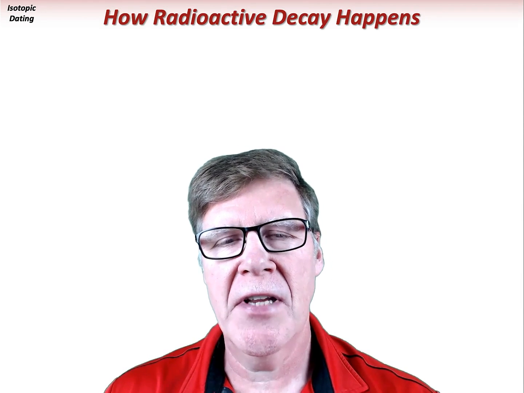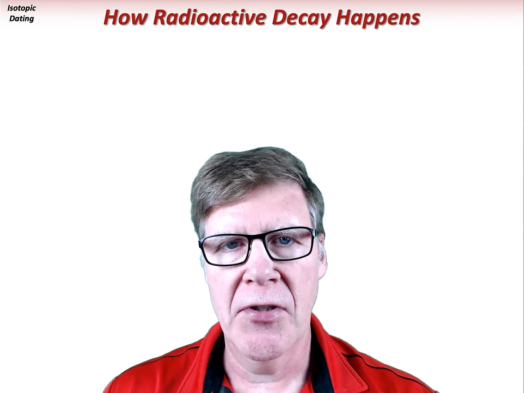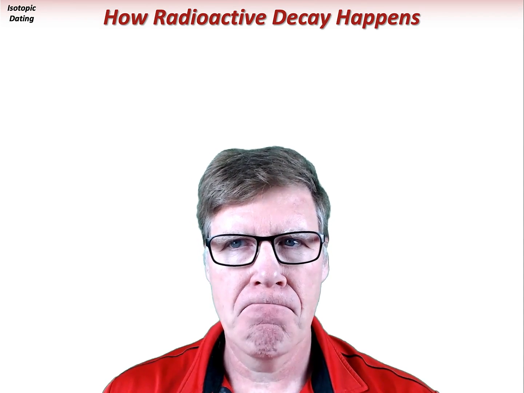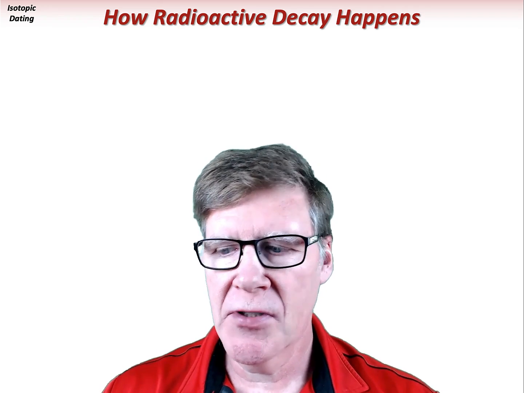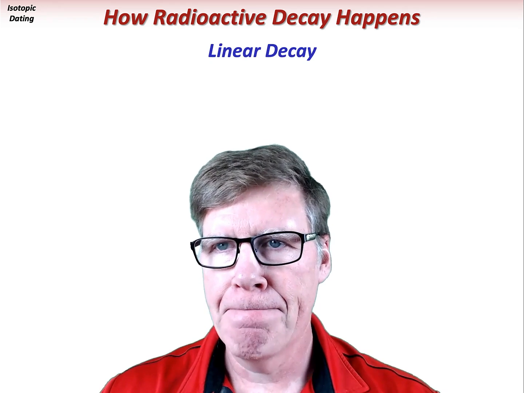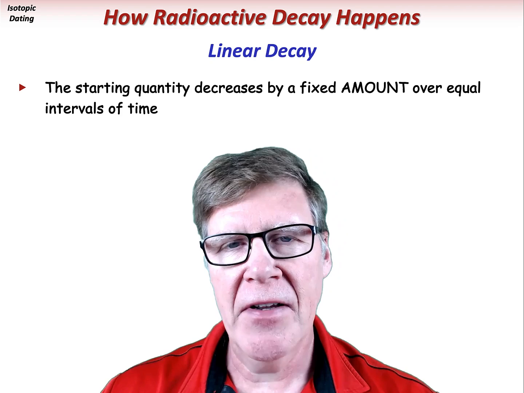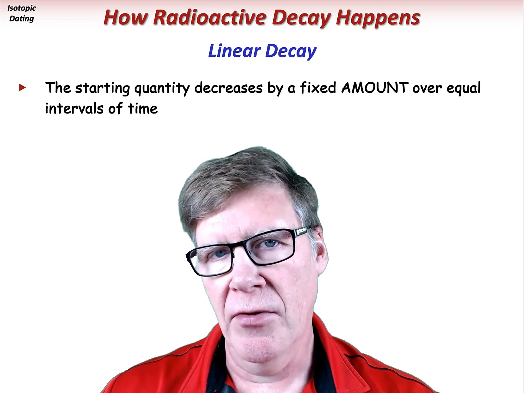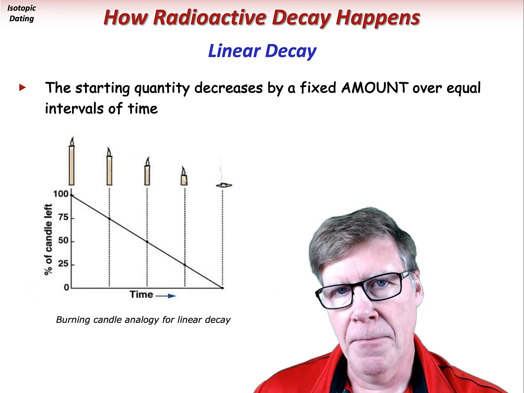So we need to understand how radioactive isotopes decay before we can use them to date geologic samples. There are several different types of decay processes, with the simplest one being linear decay. And this is where the starting quantity decreases by a fixed amount over equal intervals of time. An example would be the burning of a candle.